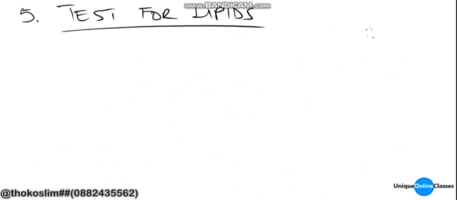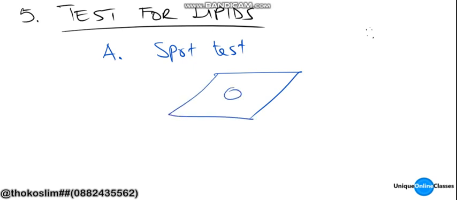In testing for lipids, we have 3 ways. We call that one the spot test. What we need to do, we just drop our food sample on the plain white paper. The paper should be white. So you just drop the food solution. If the food is in solid form, we just rub it on the white paper. After dropping the food solution on the white paper, you let it dry, and then you direct the paper to the sunlight and you observe what you see there.